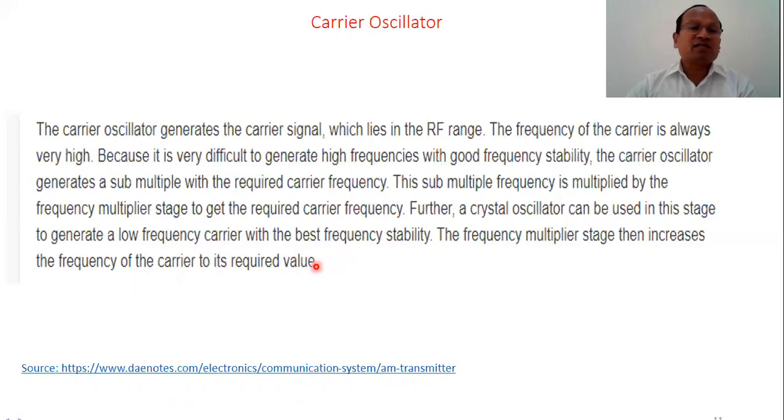The frequency multiplier stage increases the frequency of the carrier to the required value. We need not generate a very high carrier frequency by the crystal oscillator. It can generate a low frequency signal, say 100 kilohertz or 1 megahertz or 10 kilohertz. When we want 1 megahertz out of 100 kilohertz, we can multiply by 10 using the frequency multiplier. So what is important here? There are two important components when we are discussing the carrier oscillator. One is the crystal oscillator, and the second is the frequency multiplier.